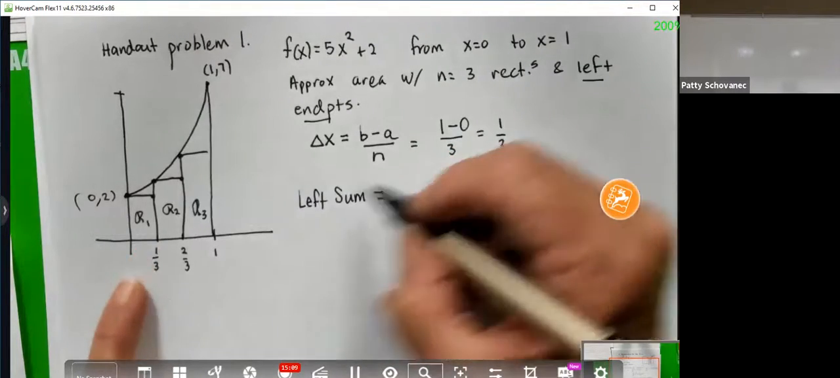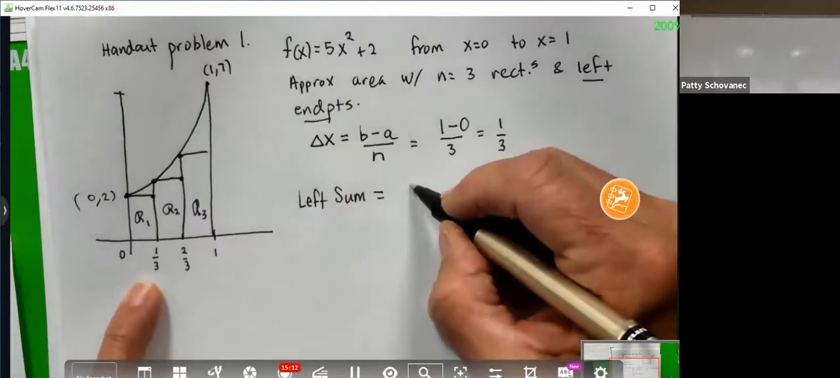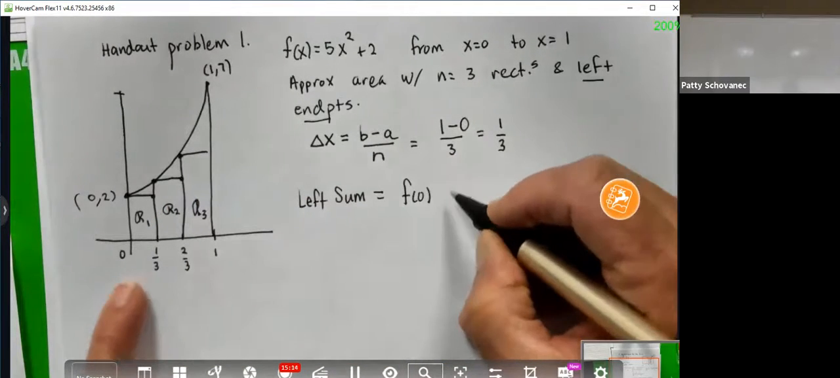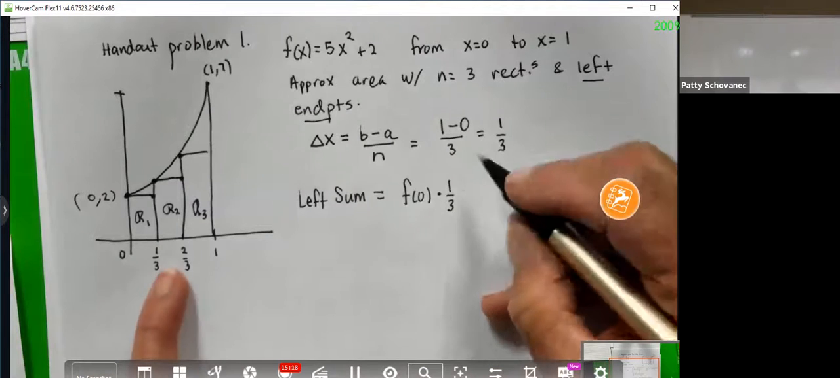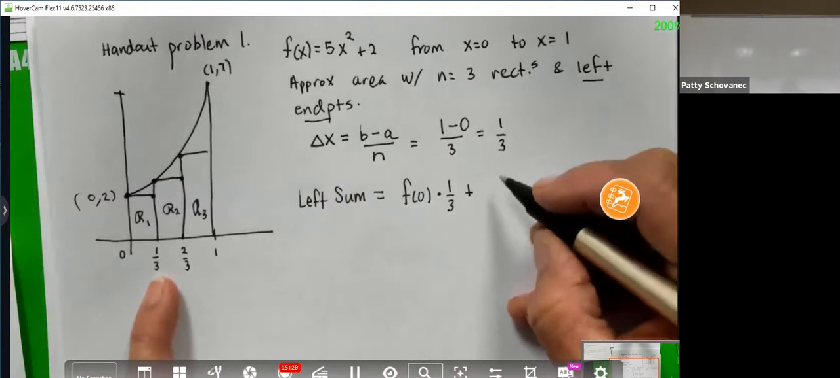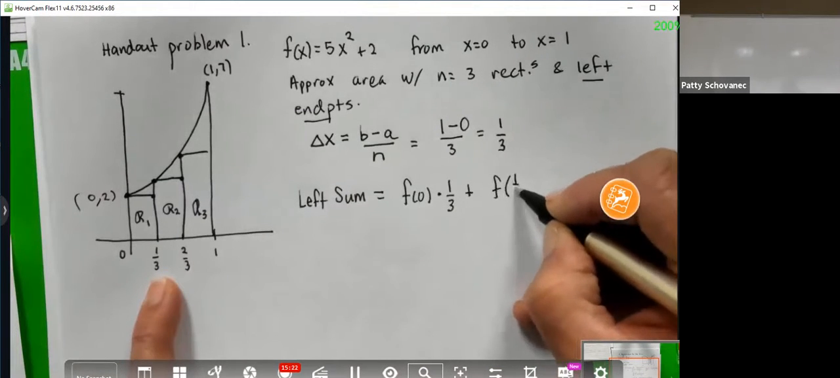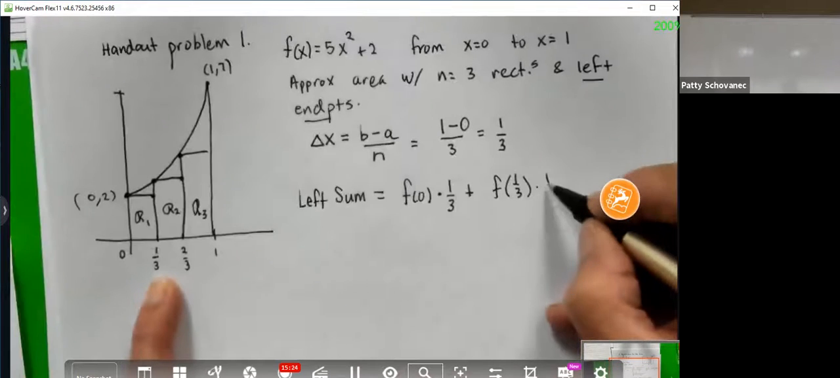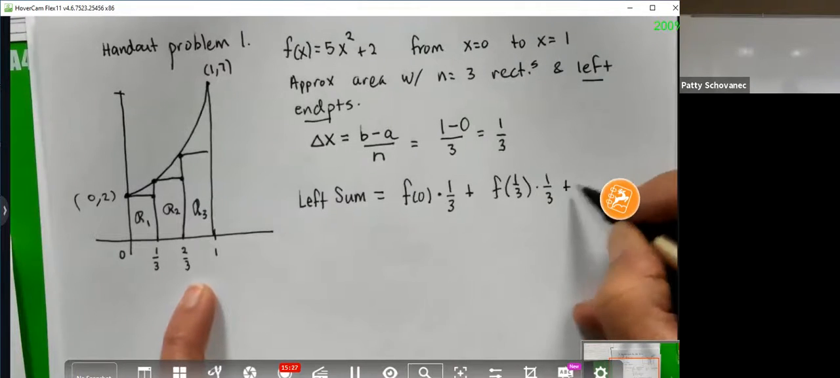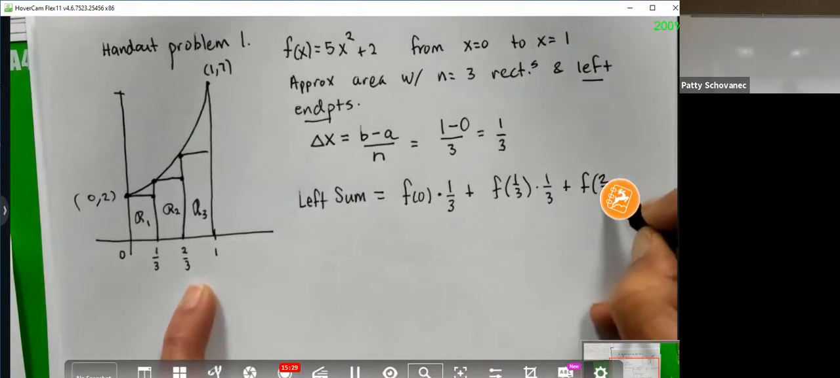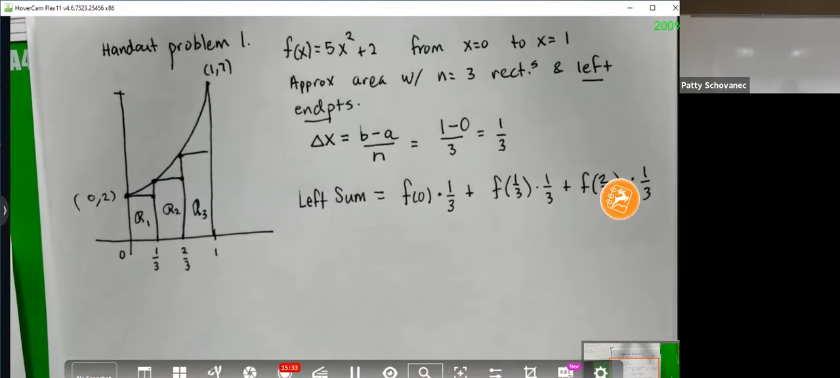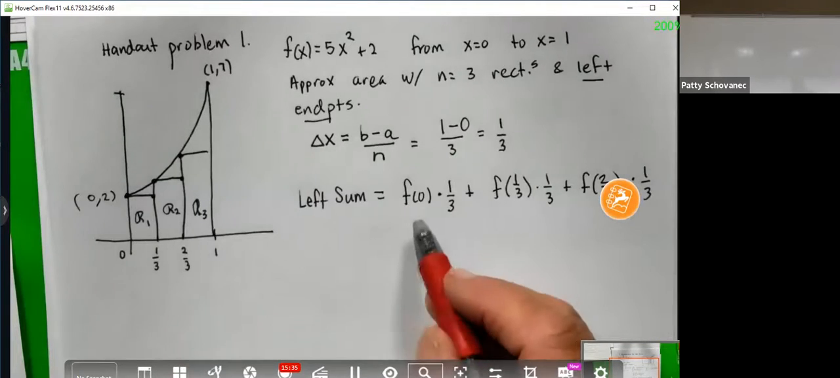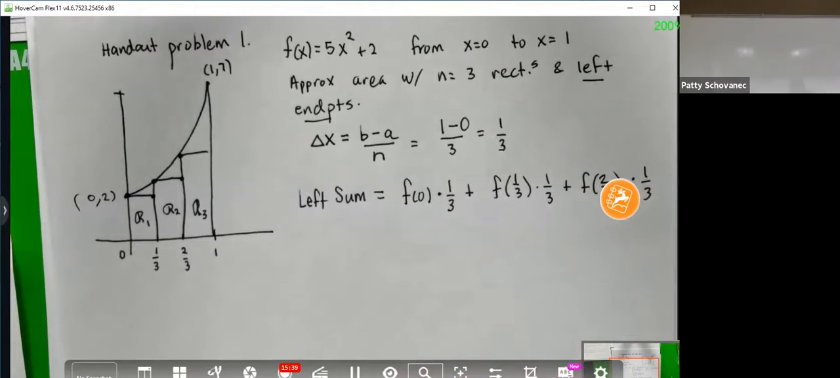Okay, so in the first rectangle, my left endpoint is at 0, and my delta x is 1/3. In my next rectangle, my left endpoint is 1/3 and my delta x is 1/3. And then finally, my left endpoint on the third rectangle is 2/3, and then 1/3. So what I would write here is the sum of f at the left endpoint times delta x.